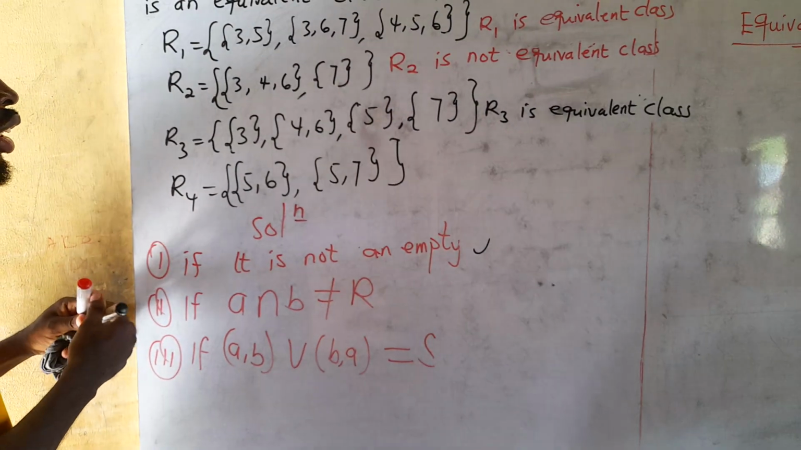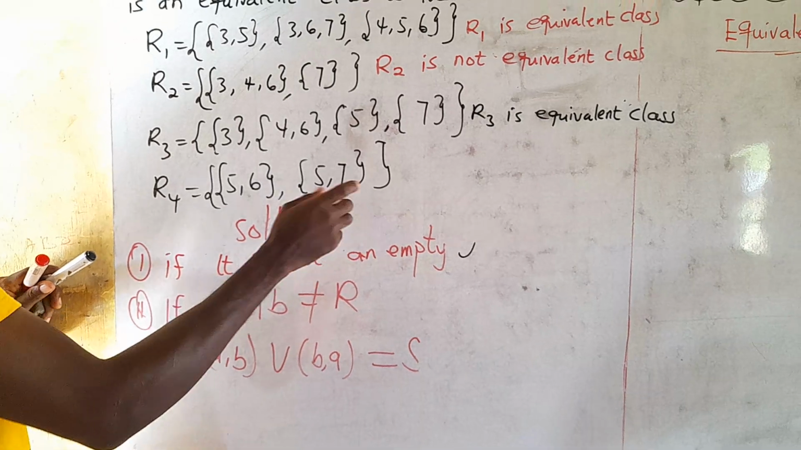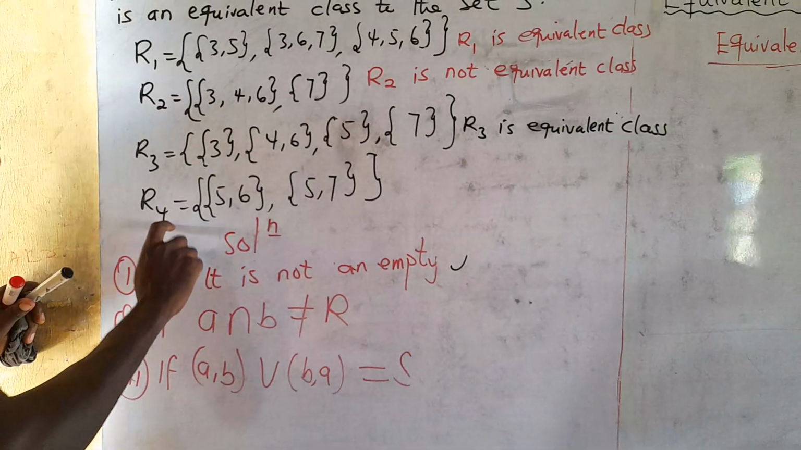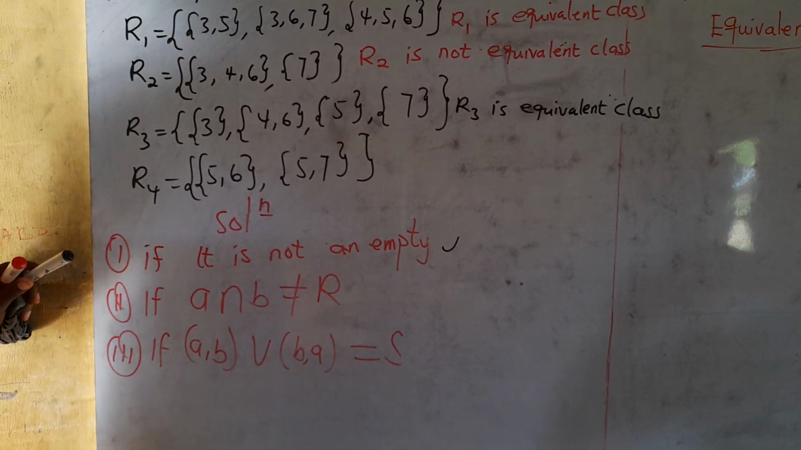Now we check the intersection. {5, 6} intersection {5, 7} is {5}. Is the unit set {5} a member of R4? No. Then that condition is satisfied. We are good to go.